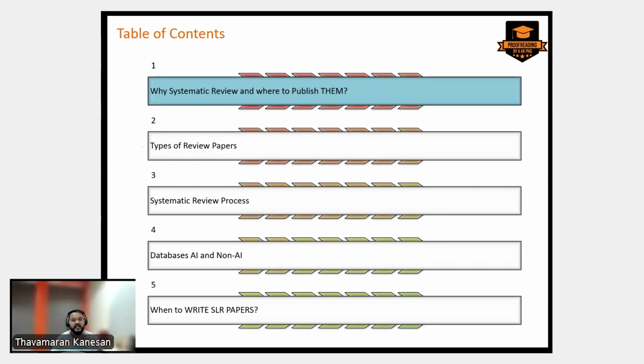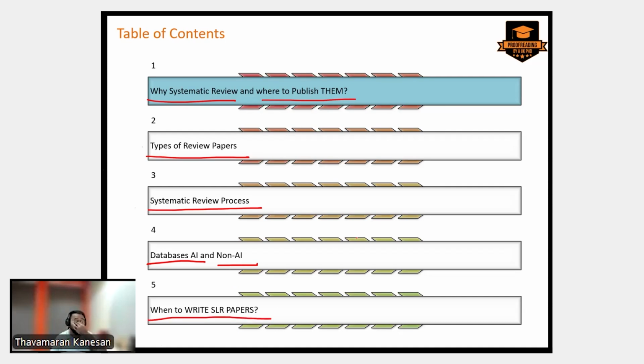Okay, so now we are coming to the actual class. We have 5 different segments we want to cover: why systematic review and where to publish them, types of review papers, systematic review process, databases, AI and non-AI, and when to write SLR papers.